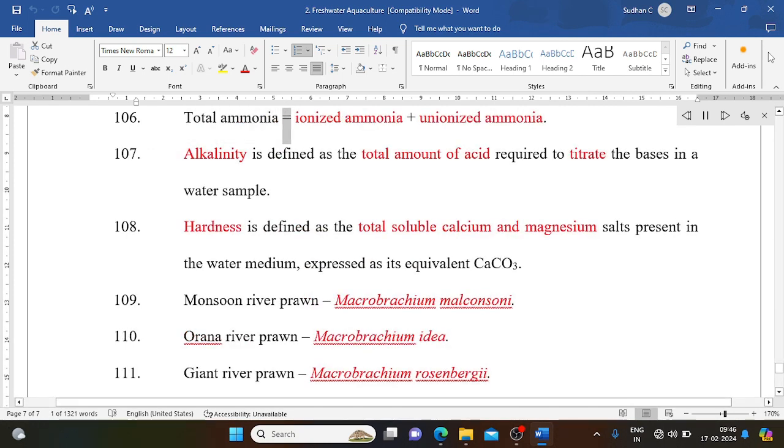Total ammonia equals ionized ammonia plus unionized ammonia. Alkalinity is defined as the total amount of acid required to titrate the bases in a water sample. Hardness is defined as the total soluble calcium and magnesium salts present in the water medium, expressed as its equivalent CaCO3. Monsoon river prawn, Macrobrachium malcolmsonii. Orana river prawn, Macrobrachium idae. Giant river prawn, Macrobrachium rosenbergii.